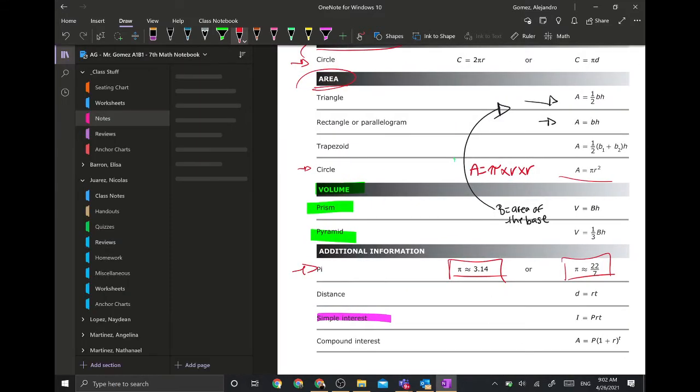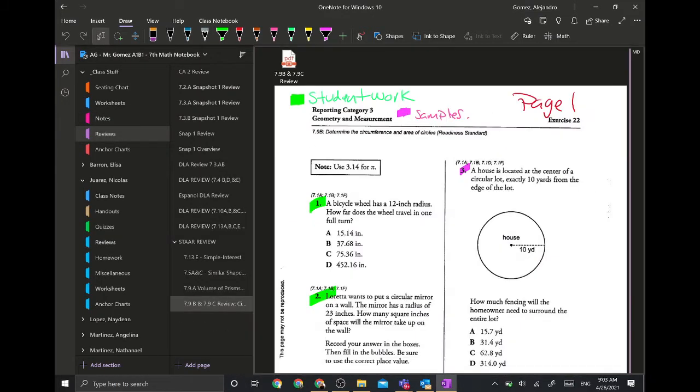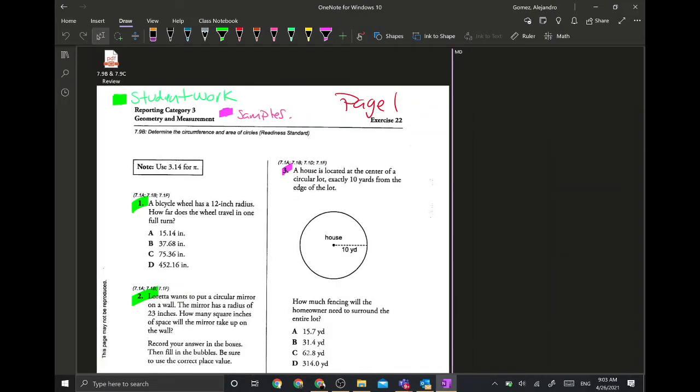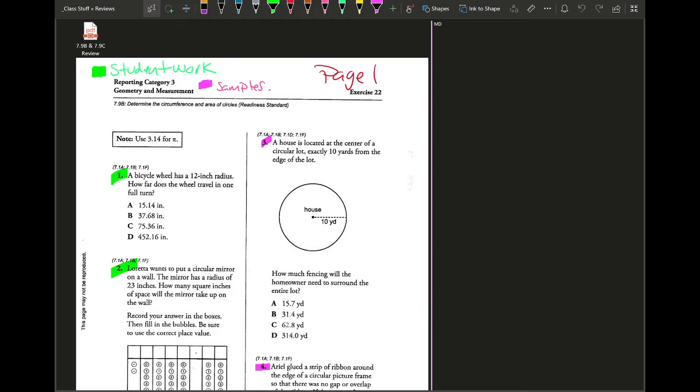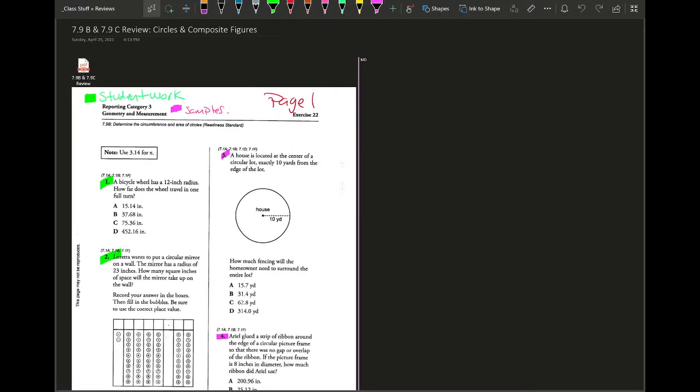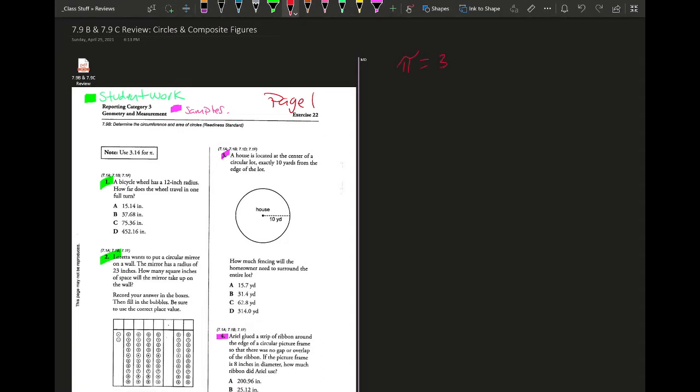So let me go back to the assignment, or the review in this case, and we have this one right here. So first off, I'm going to go ahead and write down the formulas. Again, for pi, we have 3.14 or 22/7. For circumference equals pi d or 2 pi r. Okay, you can rewrite this as 2r pi. It doesn't matter. Whatever you want to do is fine. Whenever you multiply, the order does not matter. The order does not change the product.